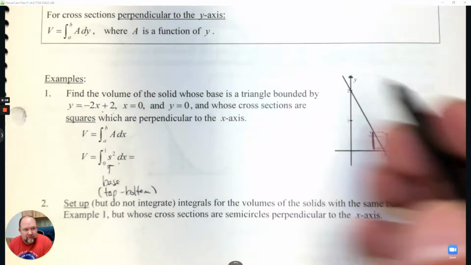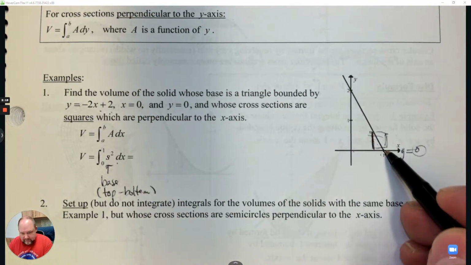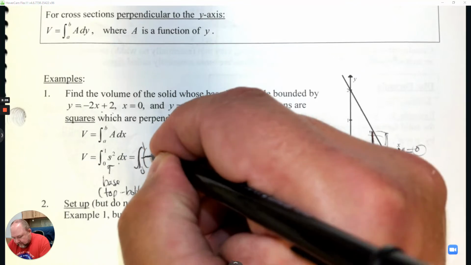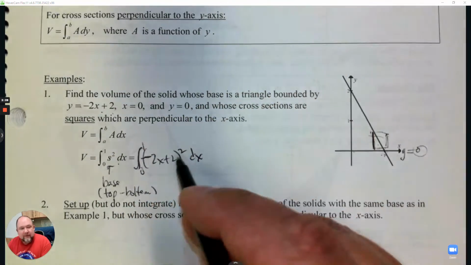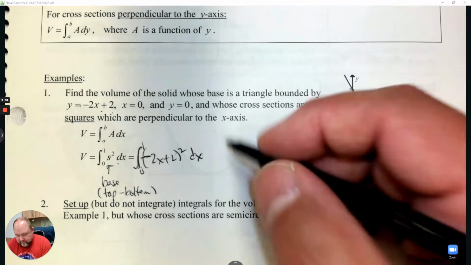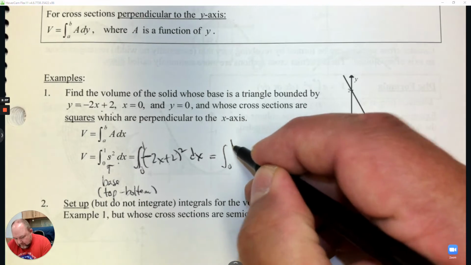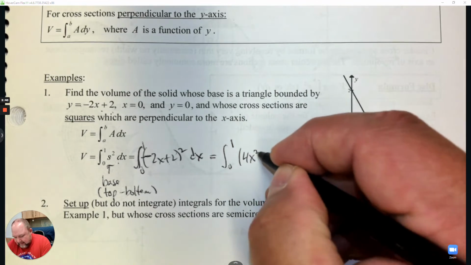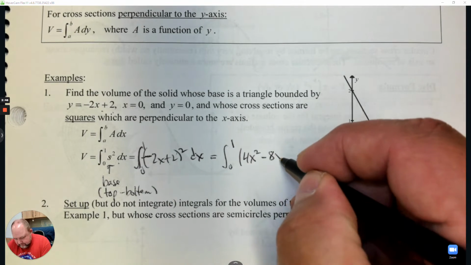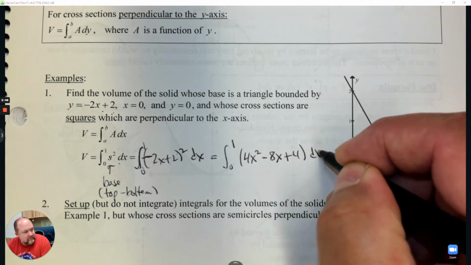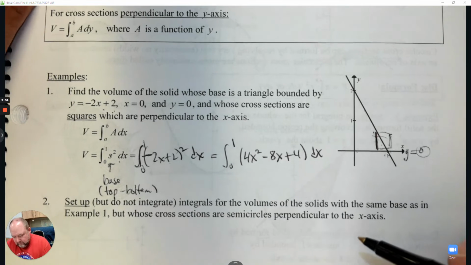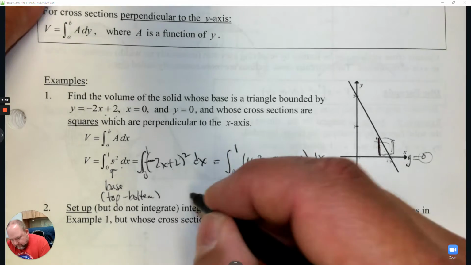So when you subtract 0, we're just looking at the line. So negative 2x plus 2 is on top, subtract the bottom. First we're going to integrate. We're going to go negative 2x plus 2, and we're going to plug that into the formula for a square, and that's what we're going to integrate. We're going to FOIL. If you FOIL properly, you would get 4x squared. Multiply these together and double it, and then 4. And then integrate.